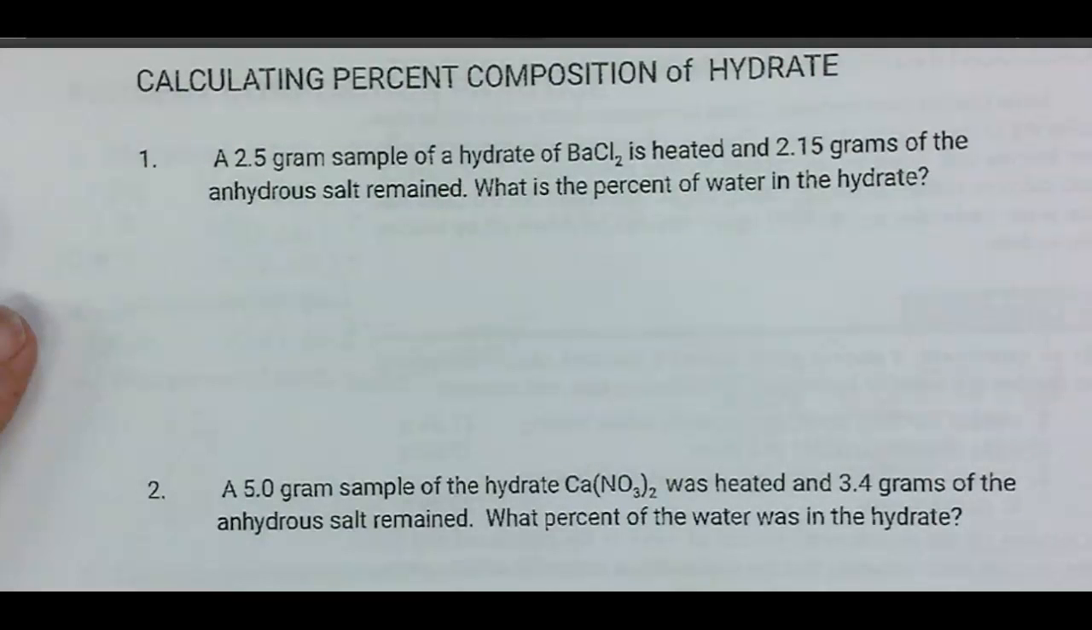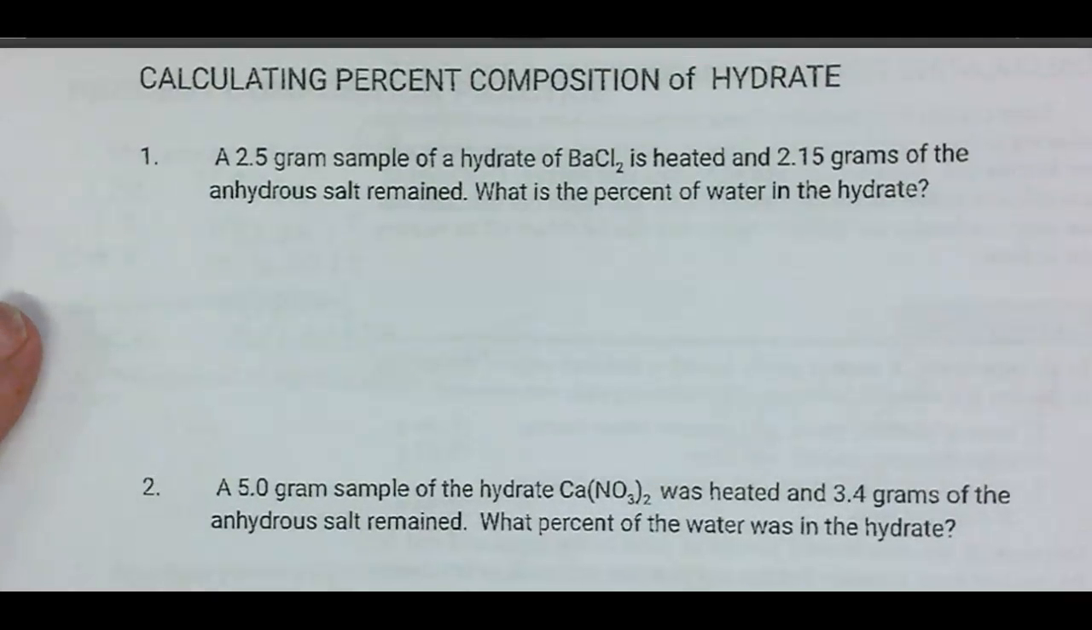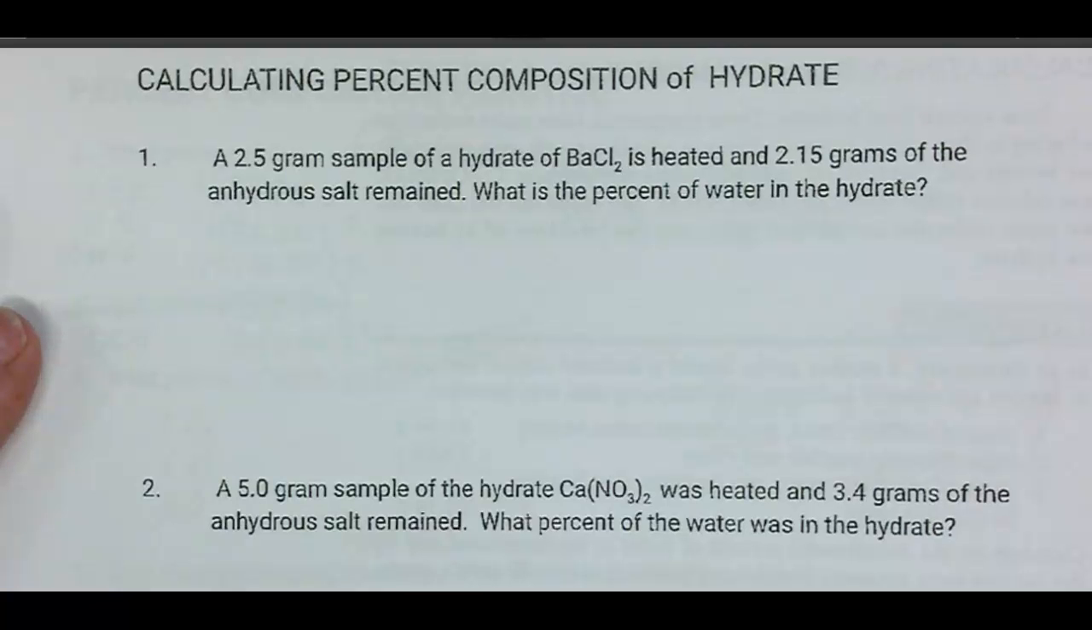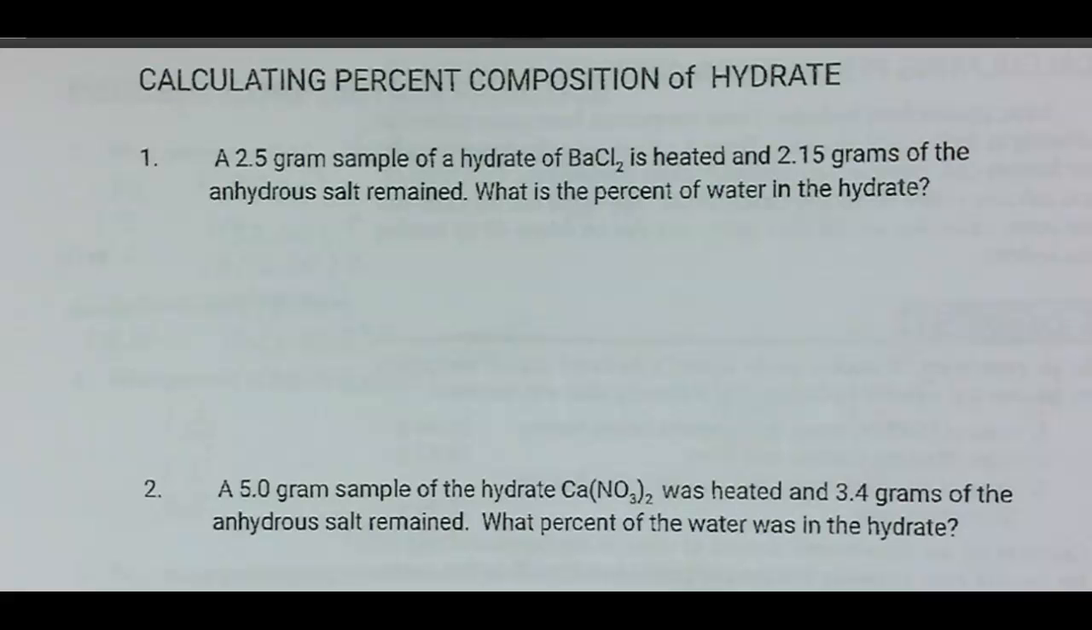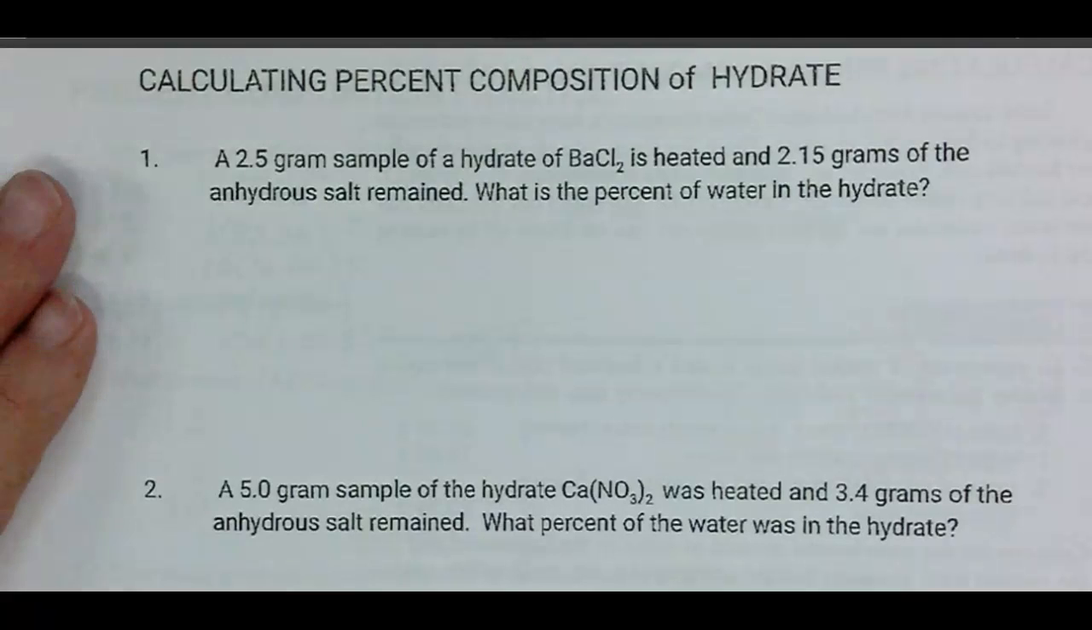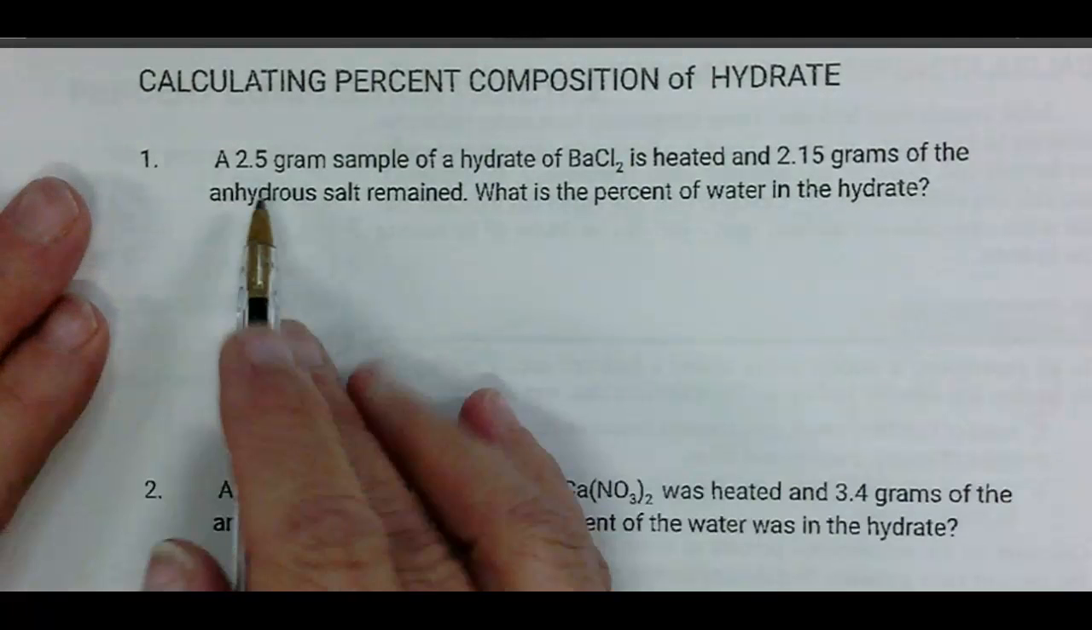So, what we're going to be doing today on this lesson is calculating the percent composition of a hydrate. So we've been doing percent composition and we have been talking about empirical formulas for compounds, and this is going to tie in the empirical formulas plus percent composition. So I'm going to go ahead and run through a few of these and show you how it works.